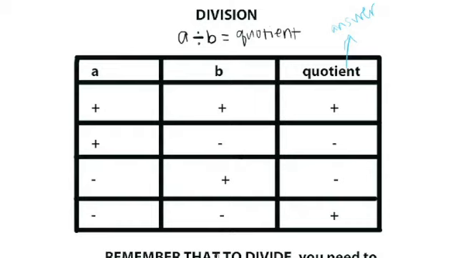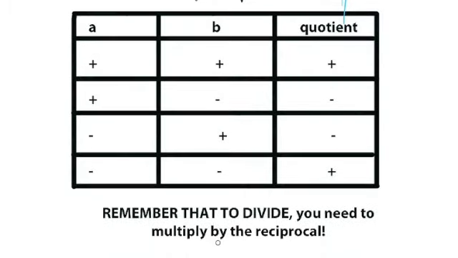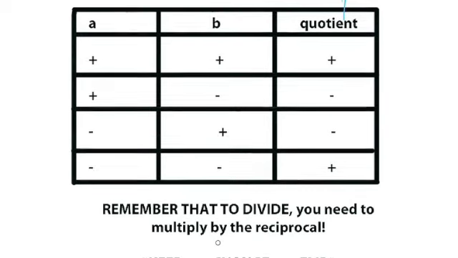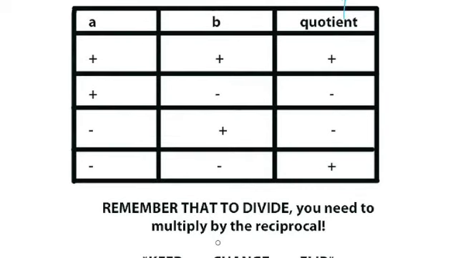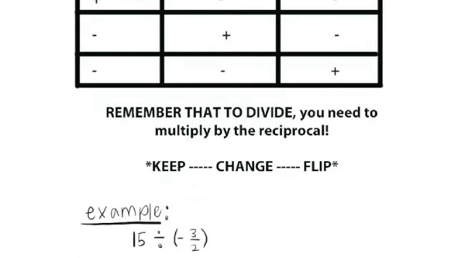And remember that when you divide, you'll need to multiply by the reciprocal. A few years ago, a student of mine taught me this, and that looks like this. Keep the first thing, change the sign to multiply, and then flip to the reciprocal.